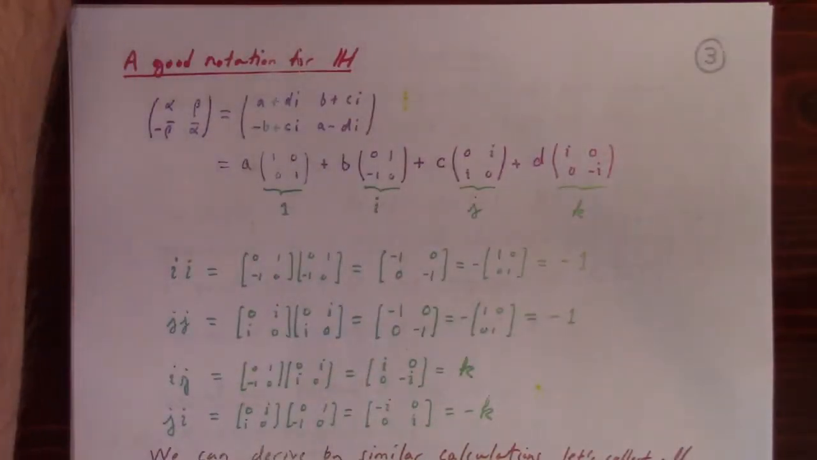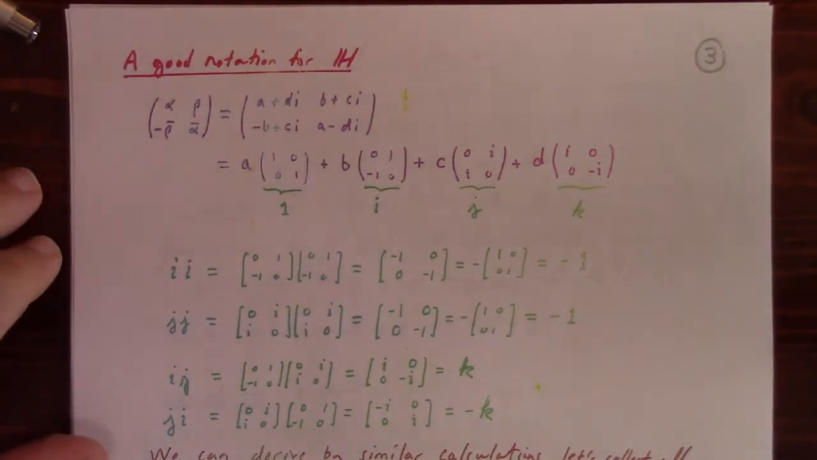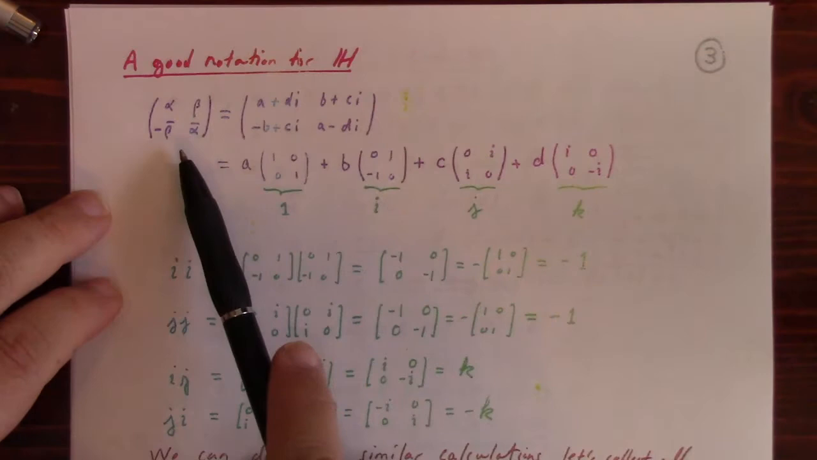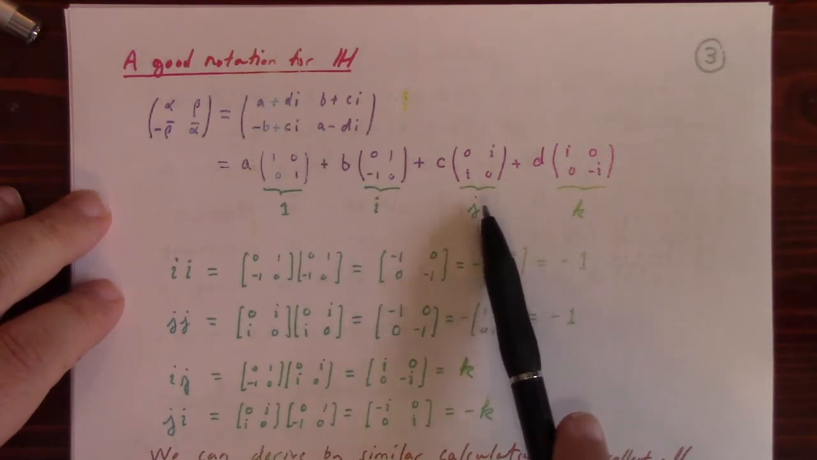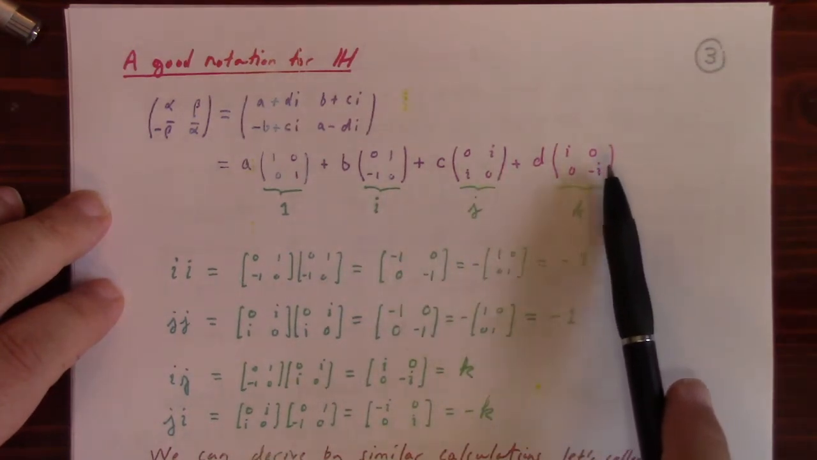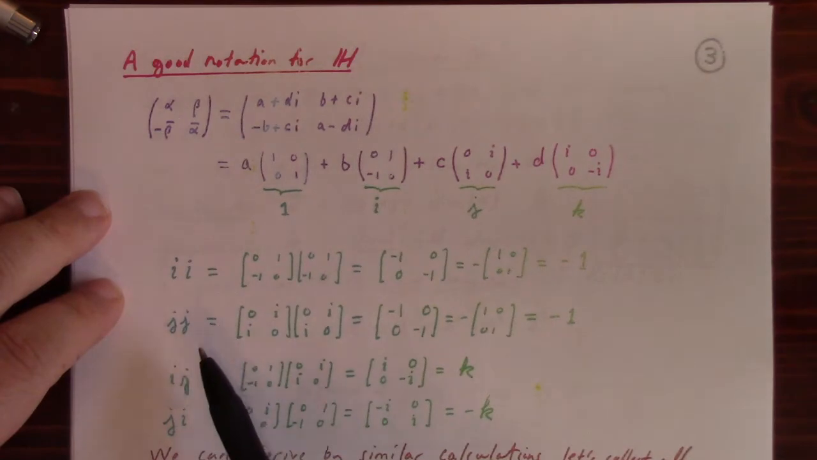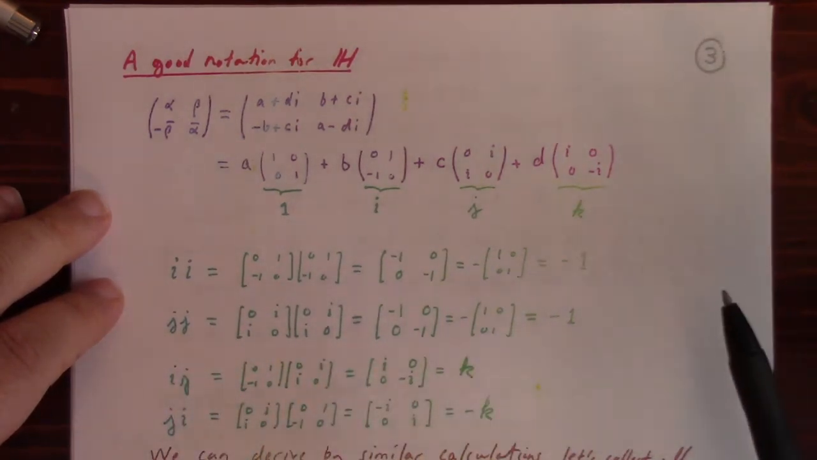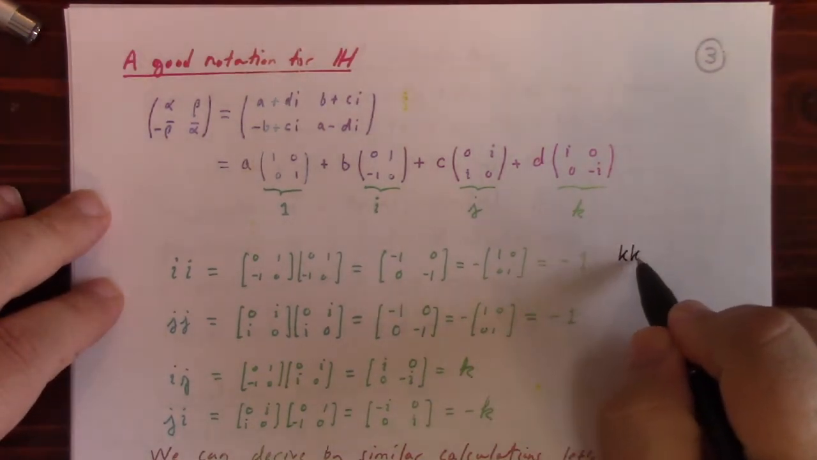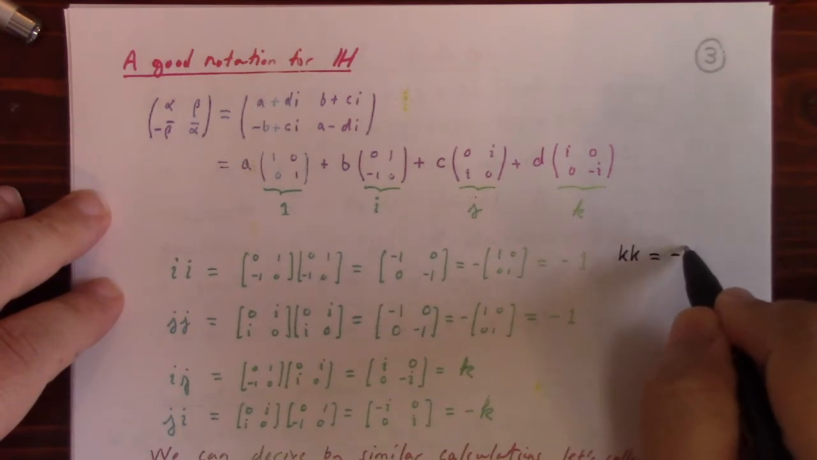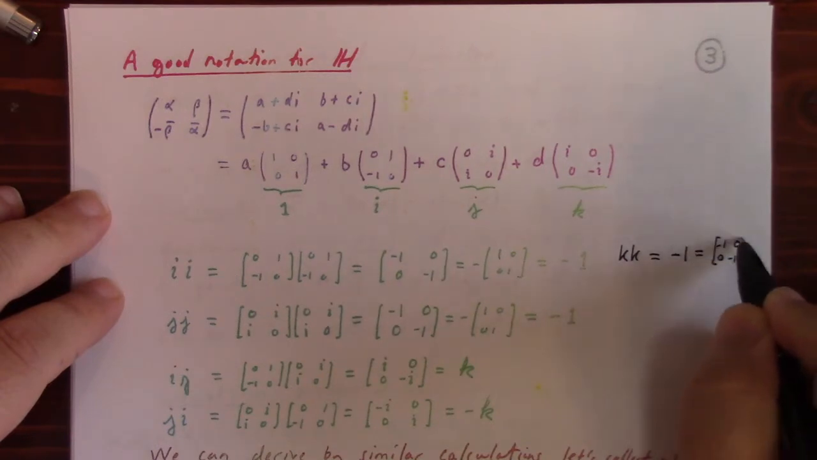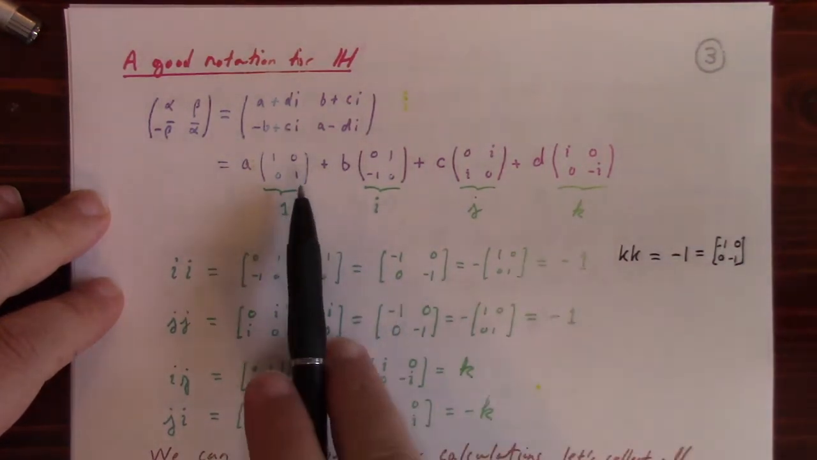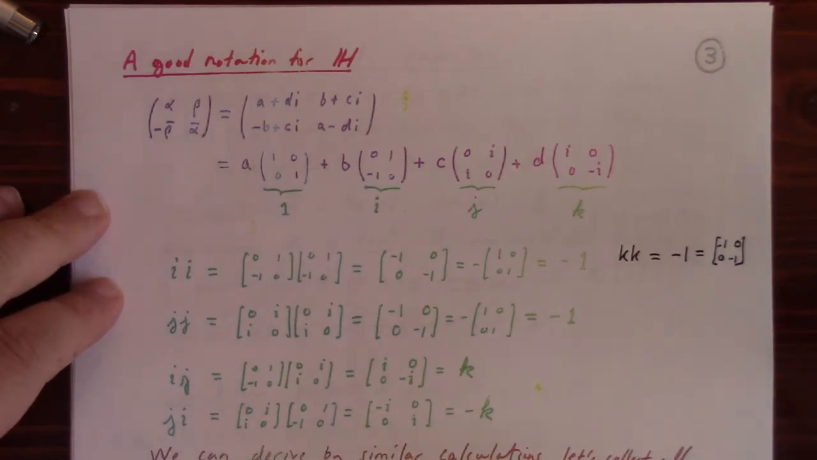So a good notation for H is, instead of using this 2 by 2 matrix, we'll call this one 1, we'll call this matrix i, we'll call this matrix j, call that matrix k. So you notice that i times i, j times j, and k times k are equal to minus 1. And by minus 1, I just mean the matrix with minus 1, 0, 0, minus 1, all right? So 1 here literally means this 2 by 2 matrix in this way of thinking.